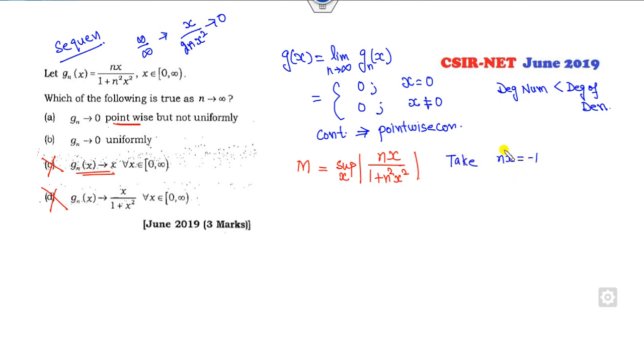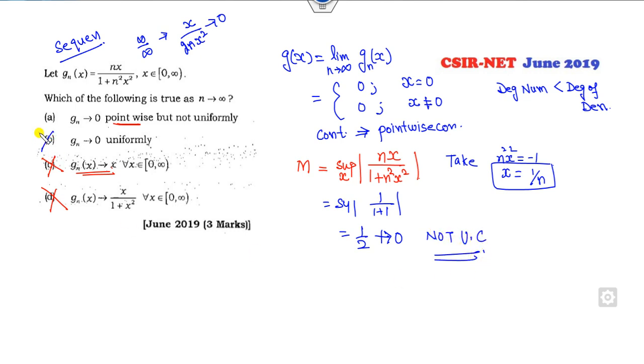So it will be nx is minus 1. Ignore this plus minus. So x will be 1 by n. If you substitute here, what is my supremum of this? 1 over 1 plus 1. It is 1 over 2, which does not go to 0. It means it is not uniform convergence. So this option is cancelled. Right option is A. You can always take the denominator as 0, find the value of x. Second method, you can simply take y as my this.